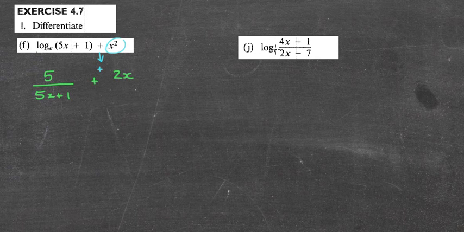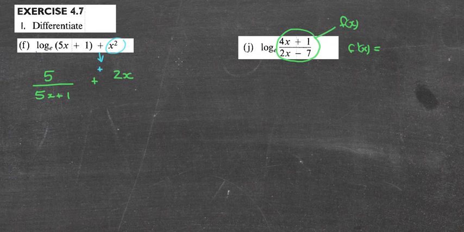The next one starts to get a little bit more challenging. Certainly this is a more challenging question. Now, notice again the 4x plus 1 over 2x minus 7. This here is my f of x. So what we need to find out is what my f dash x is going to be. Now this is a bit more challenging, this f of x, so you might want to do this part separately and then put it back into your rule.